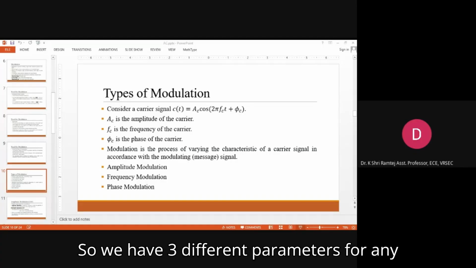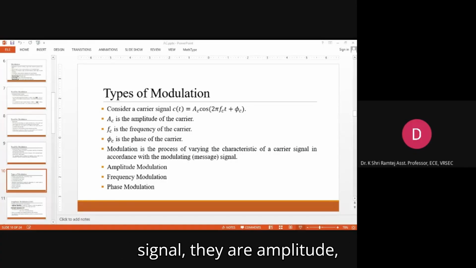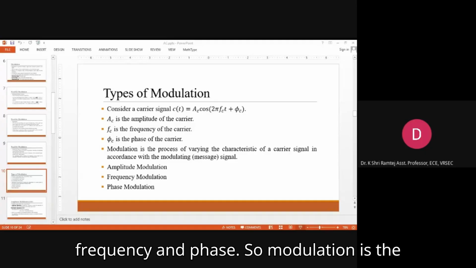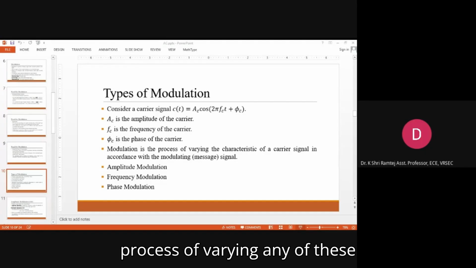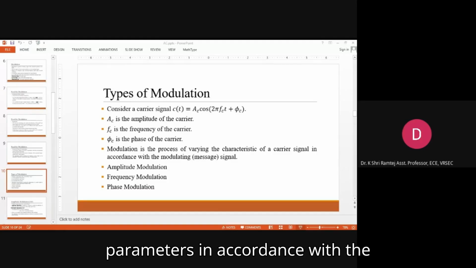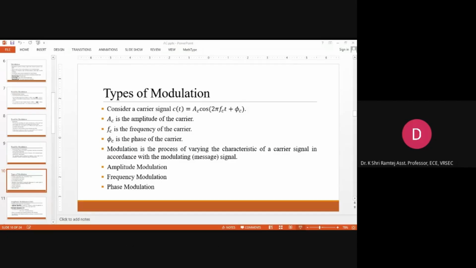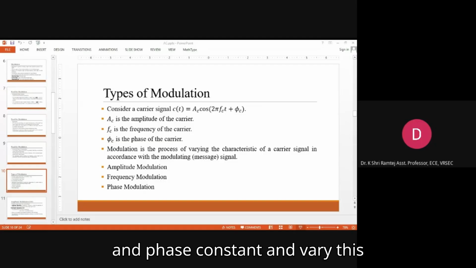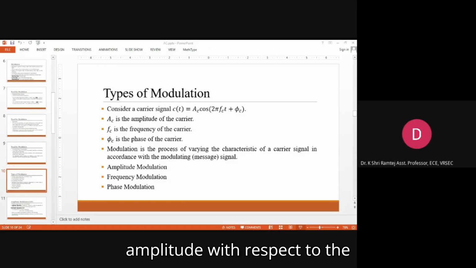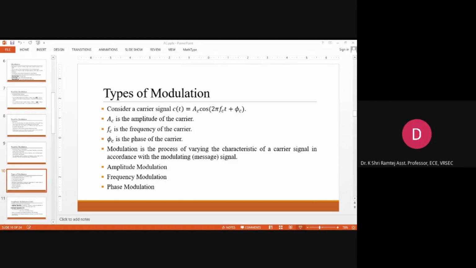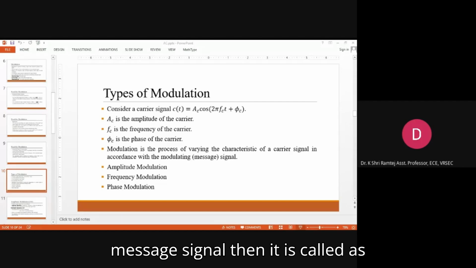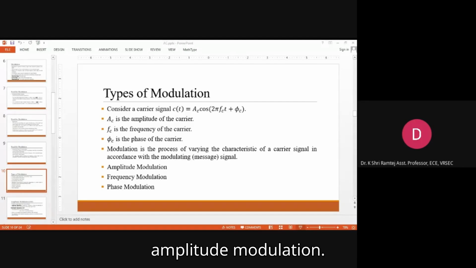So we have three different parameters for any signal. They are amplitude, frequency, and phase. So modulation is the process of varying any of these parameters in accordance with the modulating or message signal. So if we keep the frequency and phase constant and vary the amplitude with respect to the message signal, then it is called amplitude modulation.